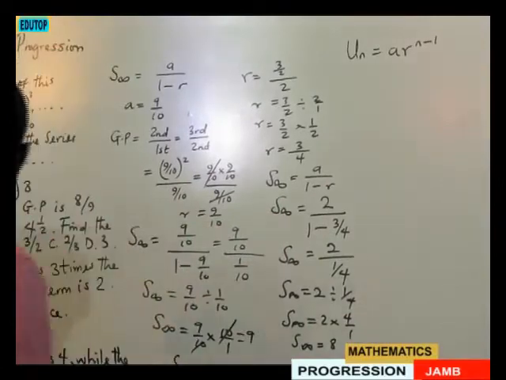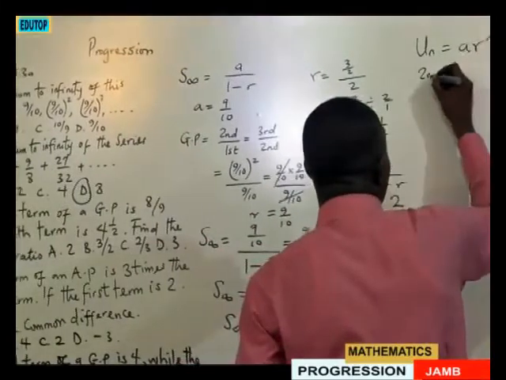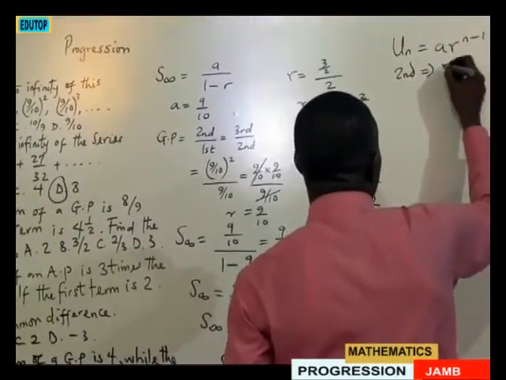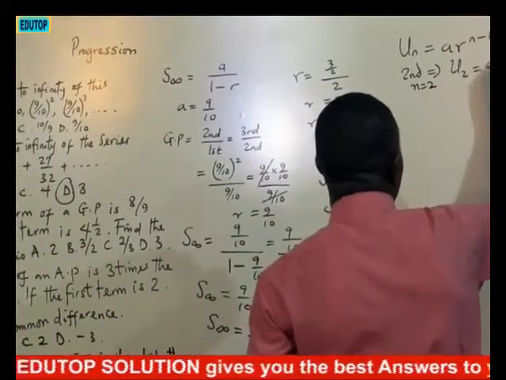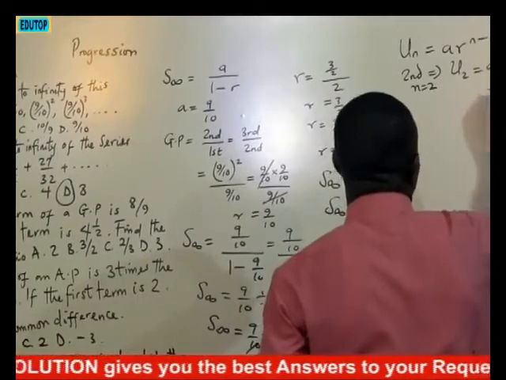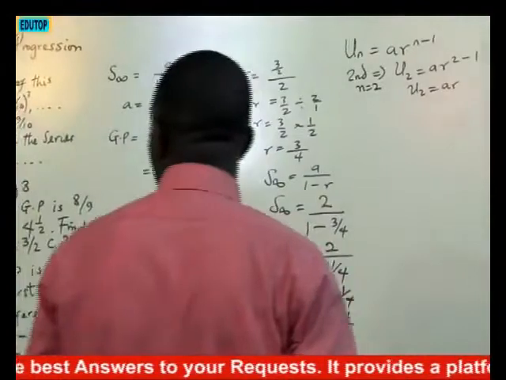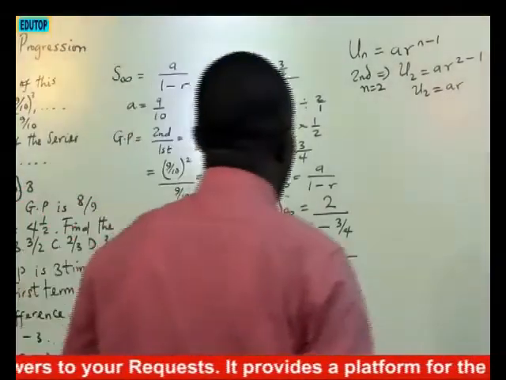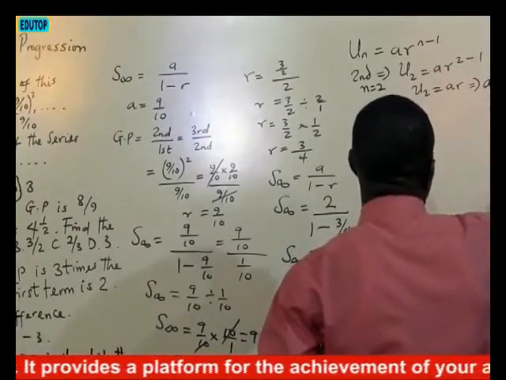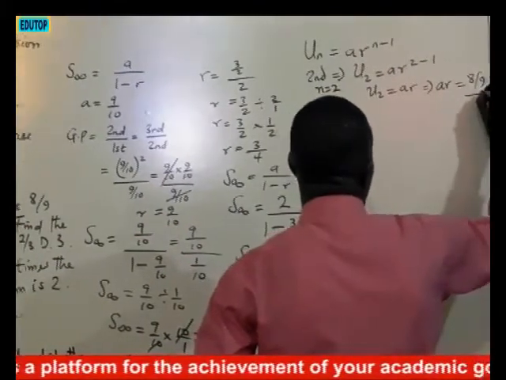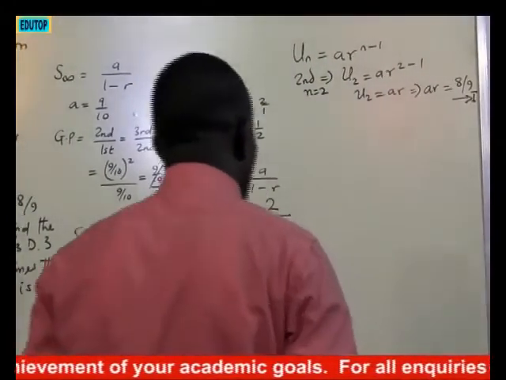So this question is talking about the second term. The second term is the first case. So the second term will be when your n equals what? 2. So you have U2 equals to a r raised by 2 minus 1. That's U2 equals to a r. That's our second term. So what is the value given for the second term? That is 8 over 9. So it implies that ar equals to 8 over 9. You can call that one equation 1.